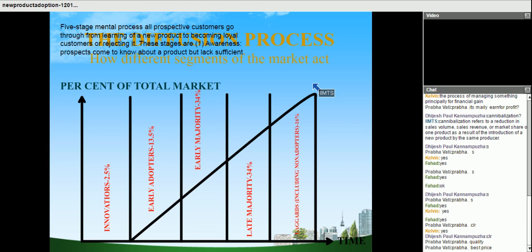Now let's try to understand it in percentage terms, how different segments of the market act. Here the innovators are 2.5%, early adopters are 13.5%, early majority is 34%, late majority is, sorry, also 34%. And laggards, including non-adopters, are 16%. This is how your graph moves.